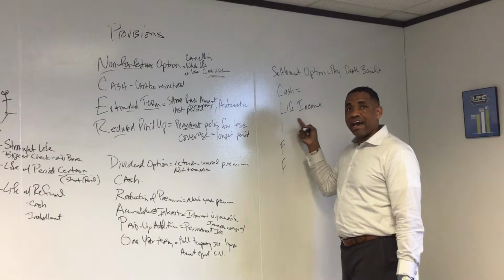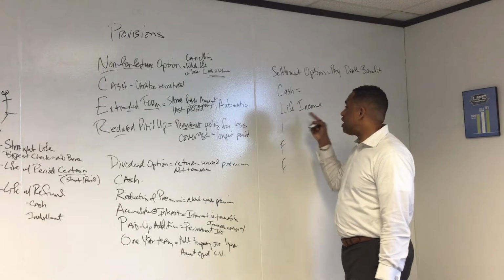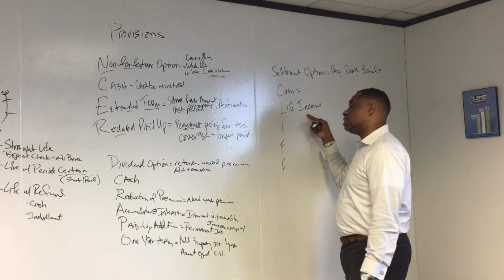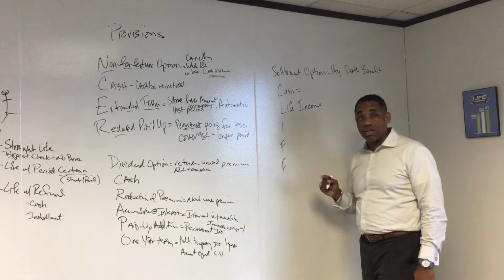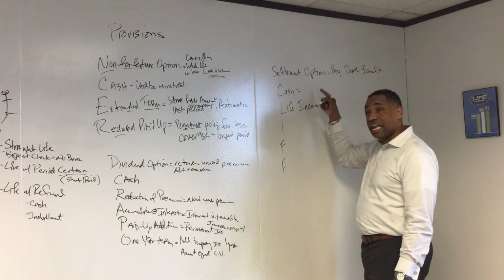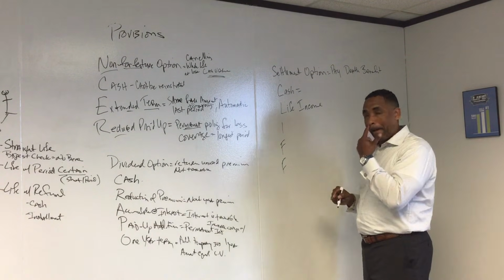You can annuitize the death benefit, meaning you don't have to get it all at one time. You can get straight life, you can get a life with a period certain, or you can get a life with a refund. But life income is not a lump sum, it's a monthly check.